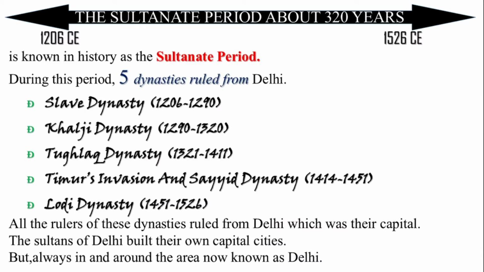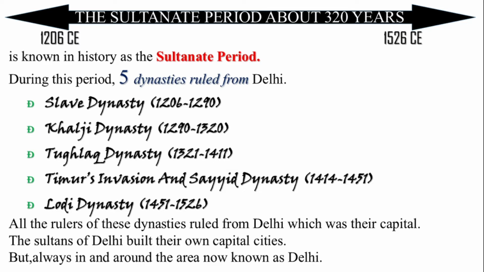The Sultanate period is about 320 years. It was the period in which the sultans were ruling, from 1206 to 1526. This period in history is known as the Sultanate period. During this period, about five dynasties ruled from Delhi.